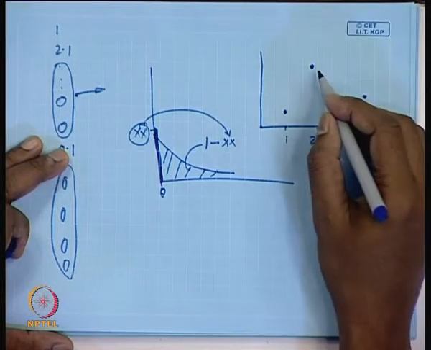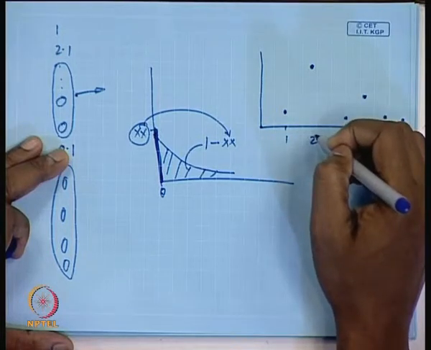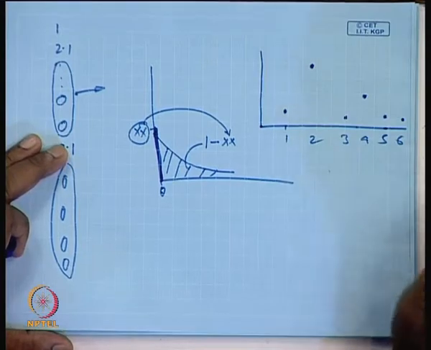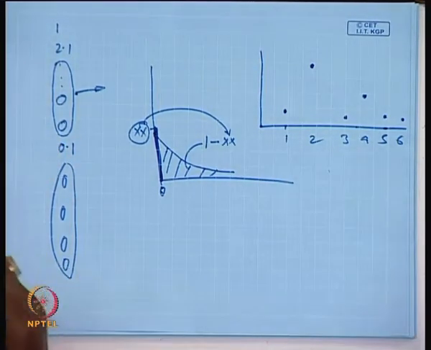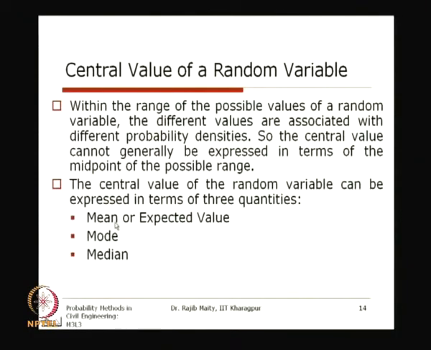It depends on how much density is associated with each outcome of that particular random variable. So this is what is meant by central tendency, and there are three different ways we can express it. The central value of the random variable can be expressed in terms of three quantities. The first is the mean or expected value, the second is the mode, and the third is the median.